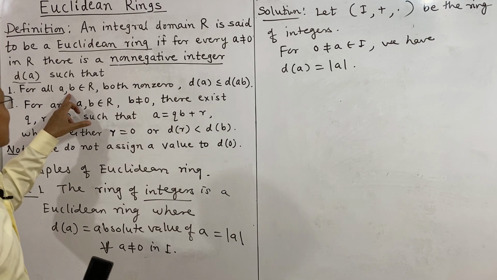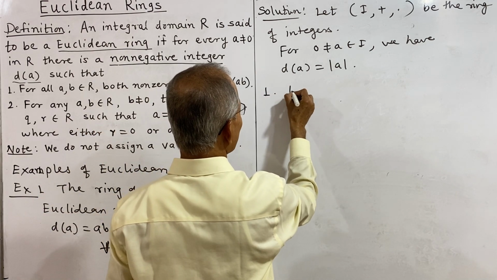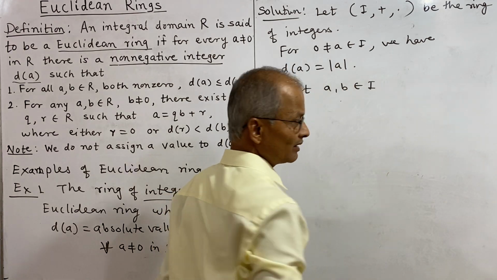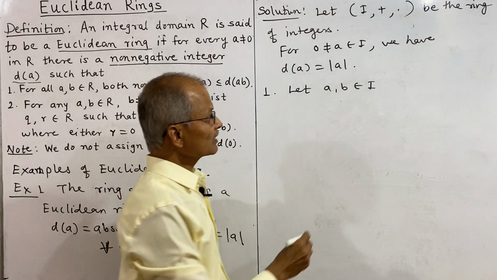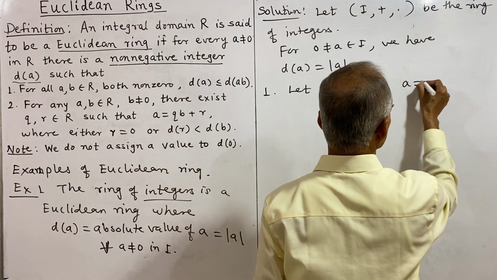So for the first, let A be in I, where I means integers. Two integers, both non-zero: A not equal to 0, B not equal to 0.